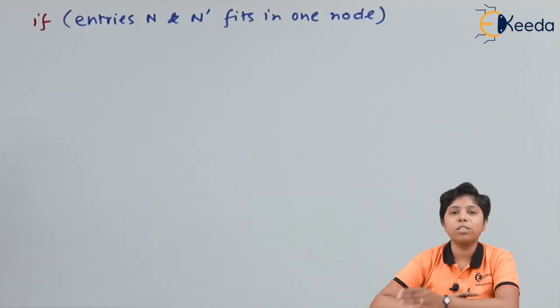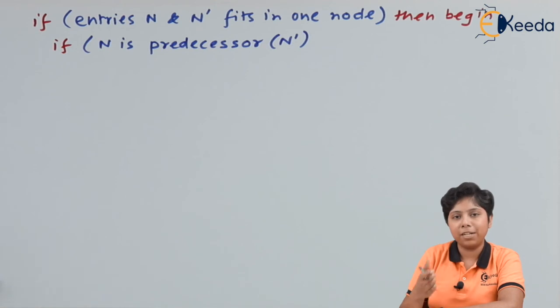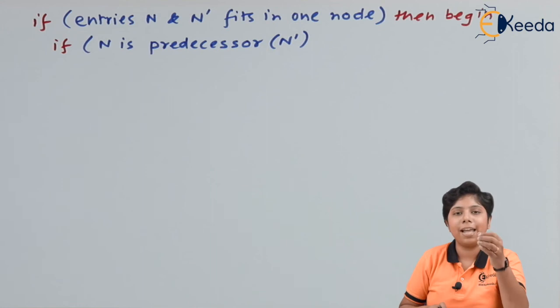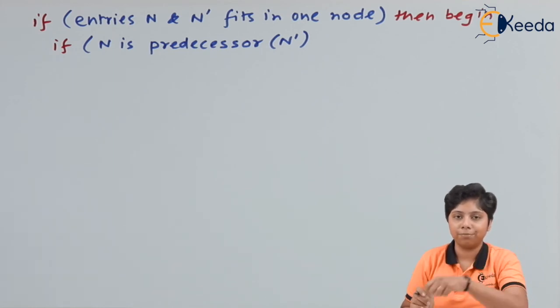Now if the entries of both n and n dash fit in one node, that means we are merging it up. We just need to merge up. Now if n is the predecessor of n dash, that means the child node is the predecessor of the parent n, then we need to swap the values of n and n dash, because now the left one will have the lowest values and the right one will have the largest values, because n is the parent of this n dash.